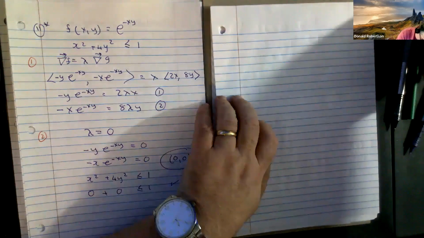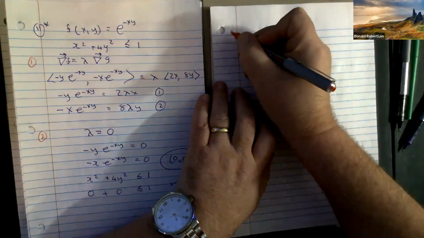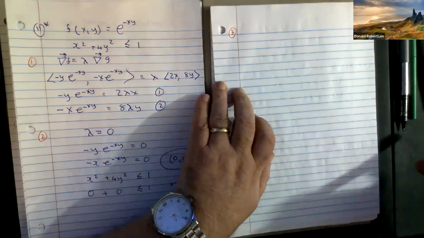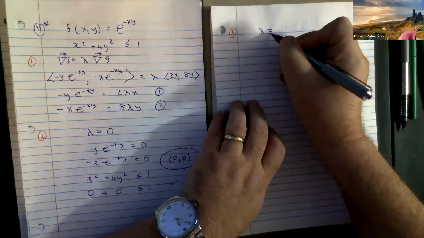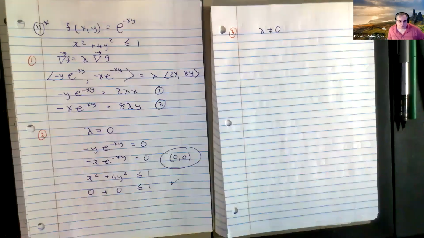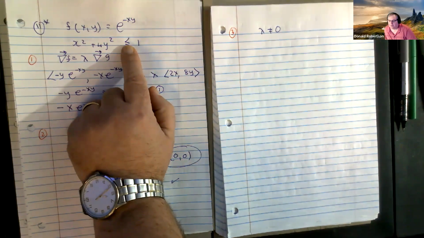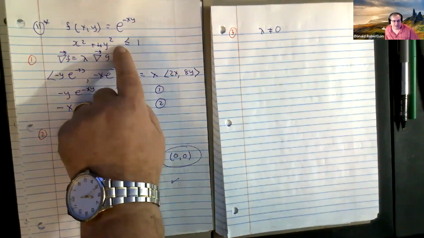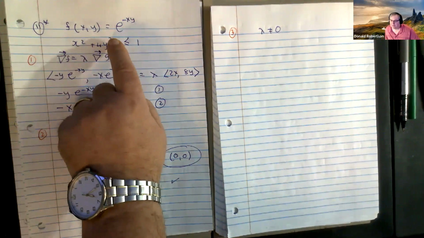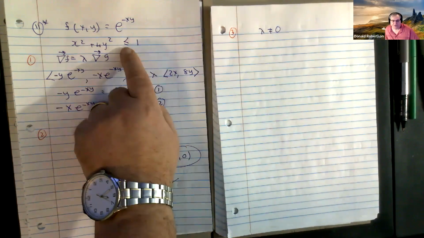Now, step 3. In step 3, we make the assumption that lambda is not 0. And we're also going to assume that we are now only looking at the boundary, in other words, equals 1, because lambda equals 0 took care of the inside points, and lambda not being 0 is going to take care of the boundary.